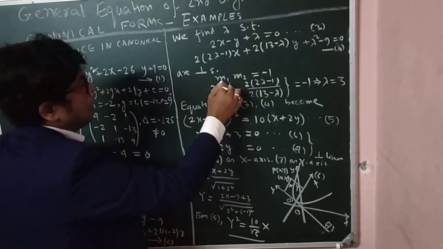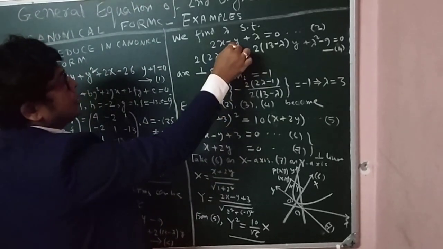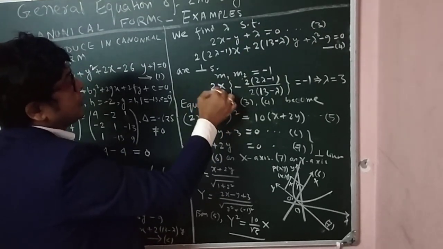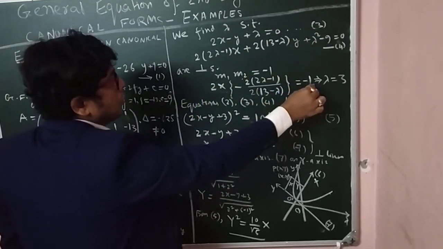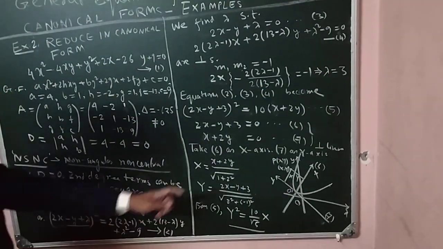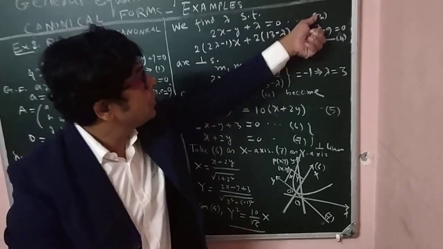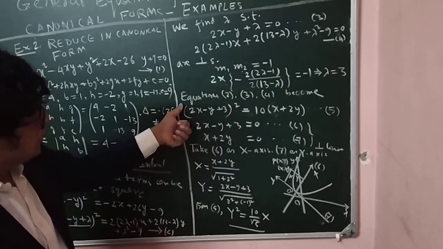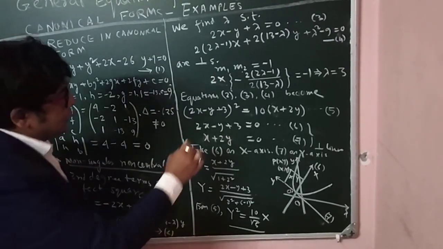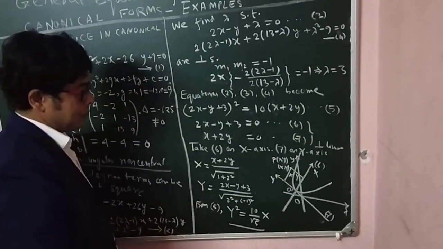The condition for perpendicularity is m1 m2 = −1, where m1 is the slope of line 3 and m2 is the slope of line 4. Multiplying the slopes and setting the product equal to −1 gives lambda equal to 3. For this value of lambda, equations 2, 3 and 4 can be simplified as this. Now you see that lines 6 and 7 are perpendicular lines.